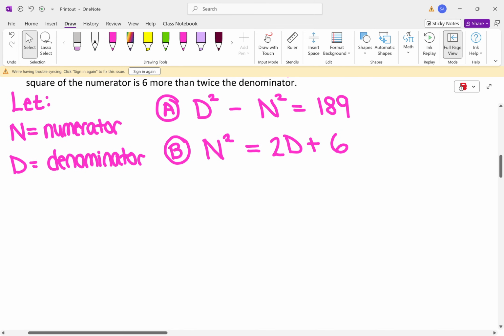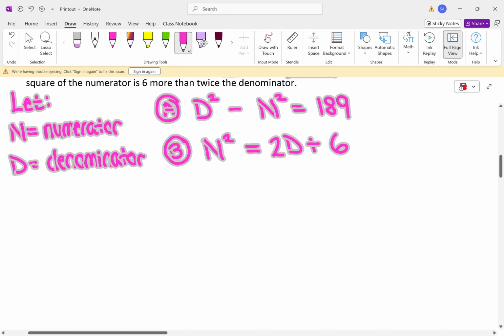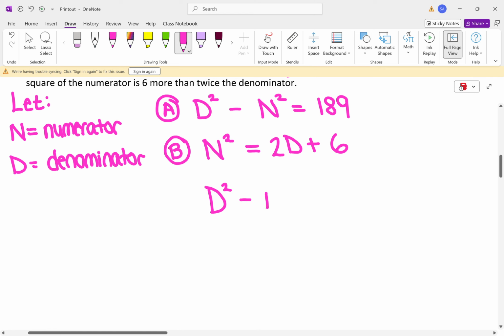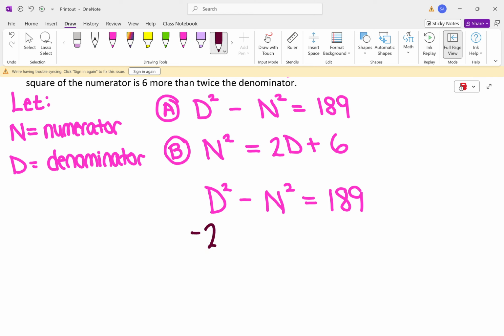Elimination? Okay. So to solve for elimination, what we want to do is line them up and make sure they're in the same order. So I have d squared minus n squared equals 189. So all variables on one side, anything without a variable on the other side. So then for the second equation, I need to manipulate just a little bit. Do we all agree I have to subtract the 2d? So I'm going to subtract that 2d over. So minus 2d plus n squared equals 6.